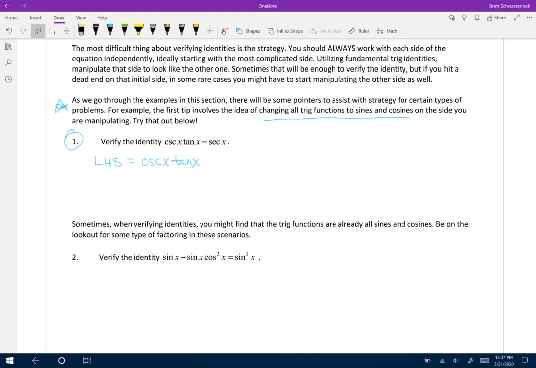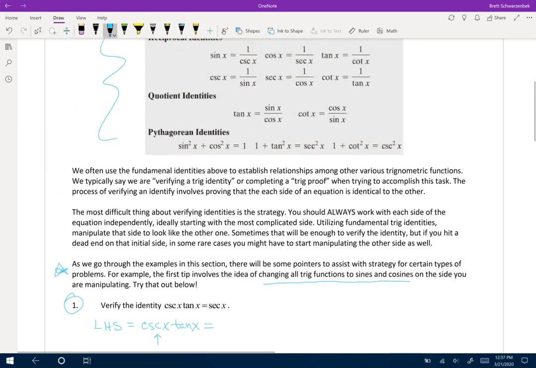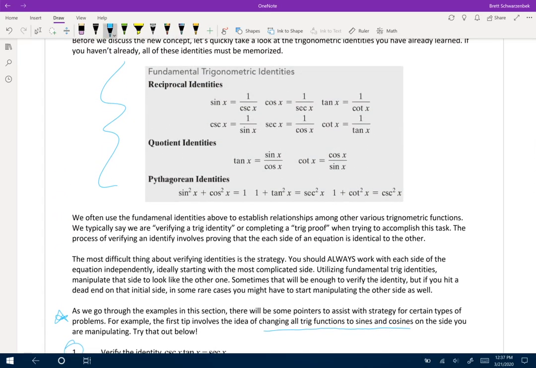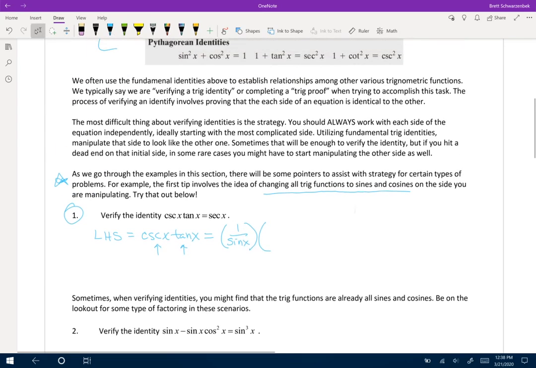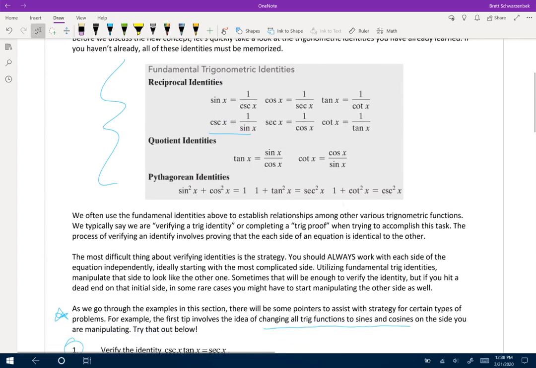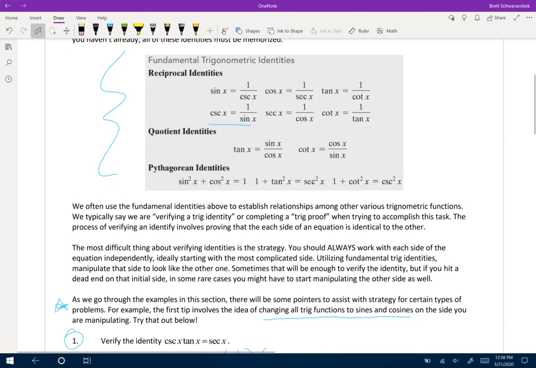So how do we manage that? So if you look at what's going on over here, if you look at cosecant x, we know what cosecant x is actually equal to because it's a reciprocal function. It's right here. We know that that's 1 over sine x, so we can replace cosecant x with 1 over sine x. We also know what tangent is, but we actually know two things of what tangent is. So if you look over at tangent, we know that it's equal to 1 over cotangent primarily, but we also know it's equal to sine over cosine.